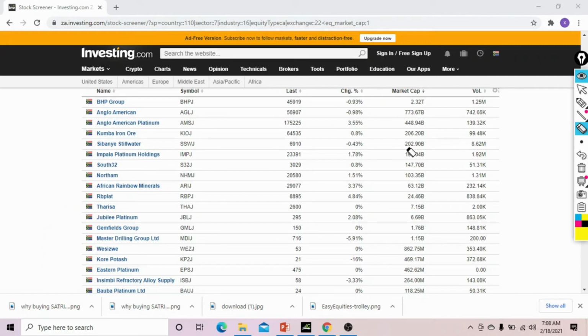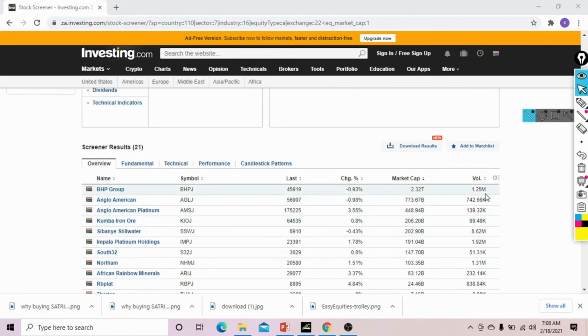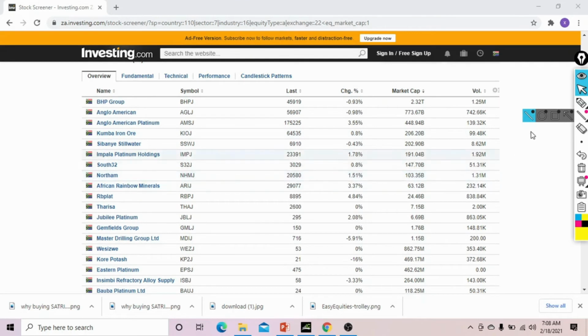The next point I would like to emphasize, when you are here with your companies of choice, is that the most important thing to check is market capitalization, and also the volume. I will quickly explain this now. Market capitalization is the worth of the company. If you were to buy this company, this is how much you're going to pay, like 2.3 trillion rands if you were to buy BHP.